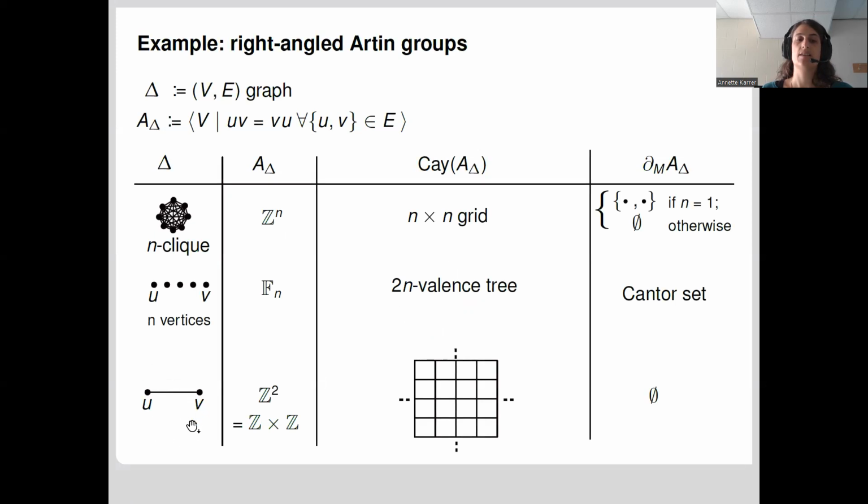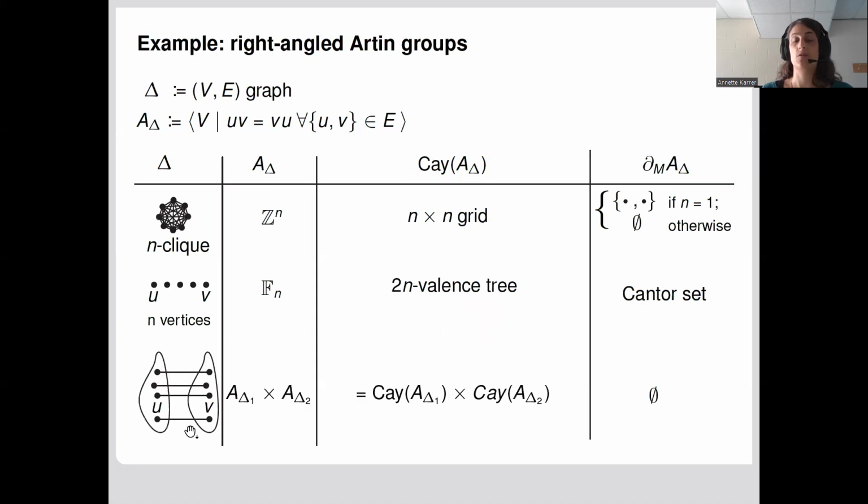And in the last case, we consider the special case that we look at joins of two graphs. What is a join of two graphs? We just take one graph and the other graph and link all the vertices of the one graph with the vertices of the other graph. And if we do so, then we get a direct product of the two Artin groups we started with. And here the Artin groups always have infinite elements, and the direct product of two infinite groups always gives a group with empty Morse boundary.